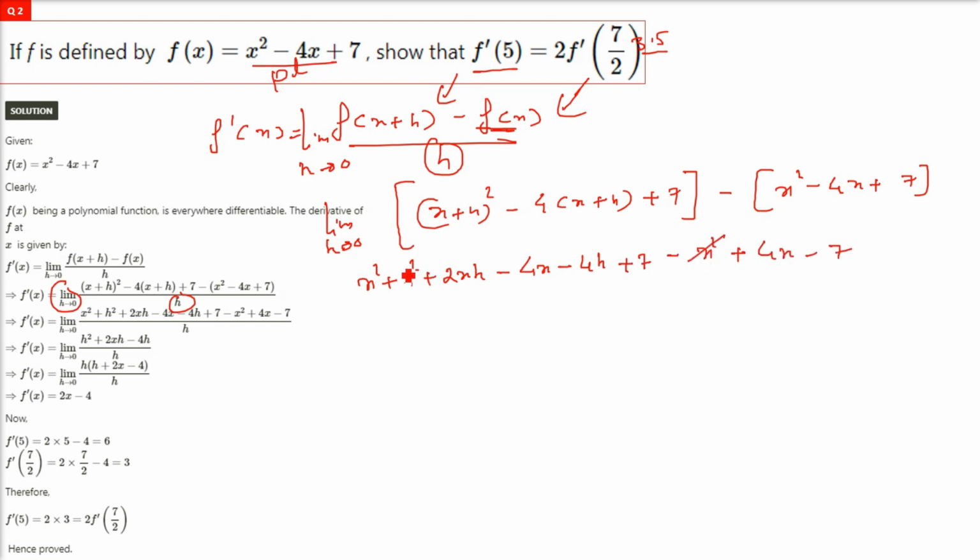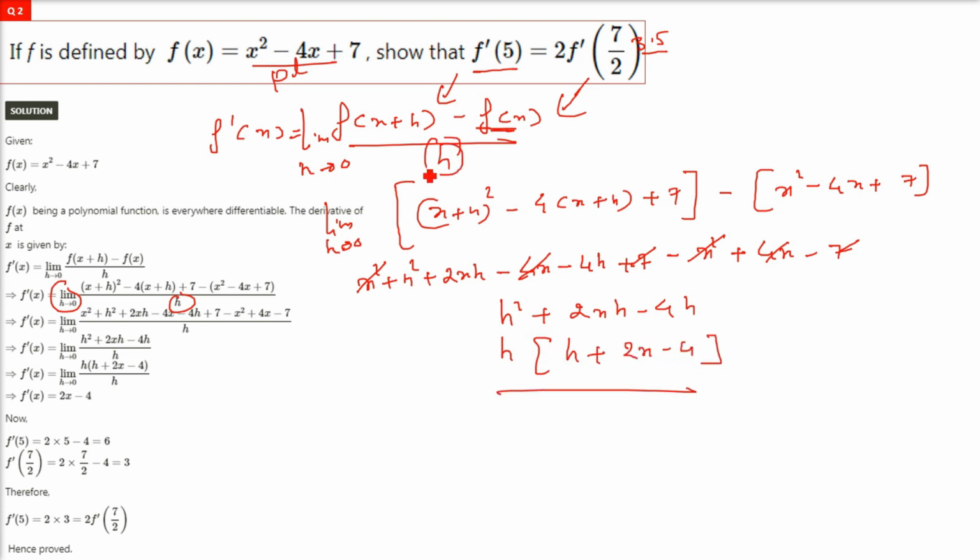X square you can cancel, 4x you can cancel, 7 you can cancel, and what do you get? h square plus 2xh minus 4h. Now you can take h common because h is everywhere. H you take common, h plus 2x minus 4 it will be.